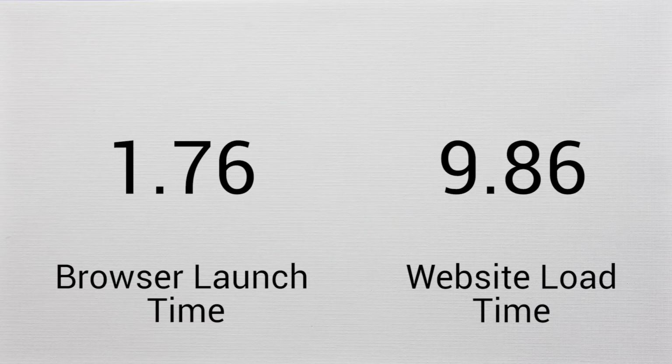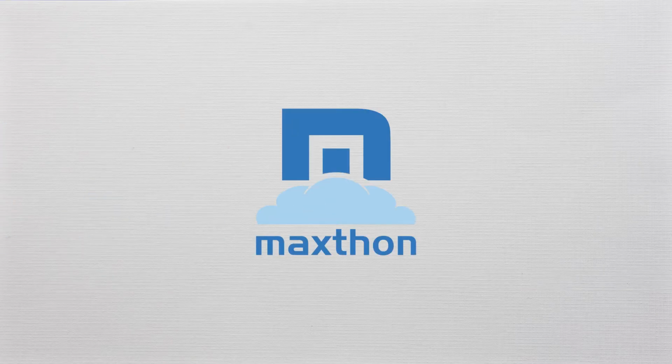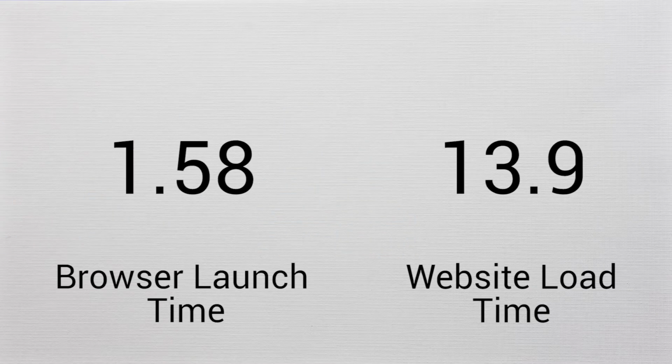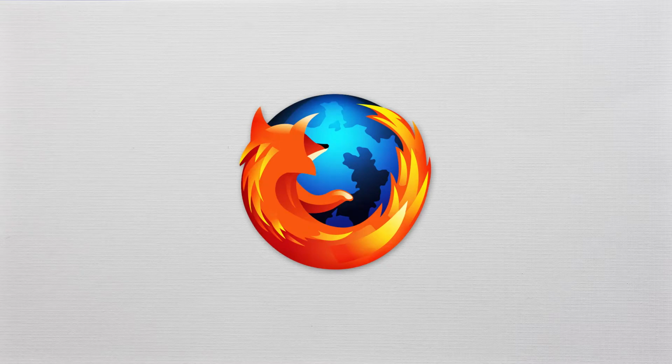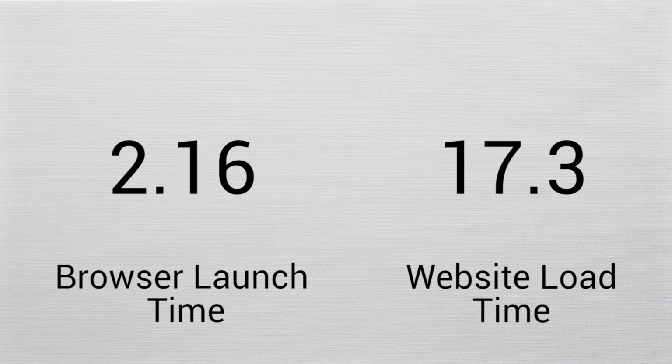Then came Opera, which took 1.76 seconds to launch and 9.86 seconds to open these three websites. Following that, Maxthon, which took 1.58 seconds to launch and took an average time of 13.9 seconds to open these websites. Finally, Firefox took 2.16 seconds to launch and an average time of 17.33 seconds to open the three websites.